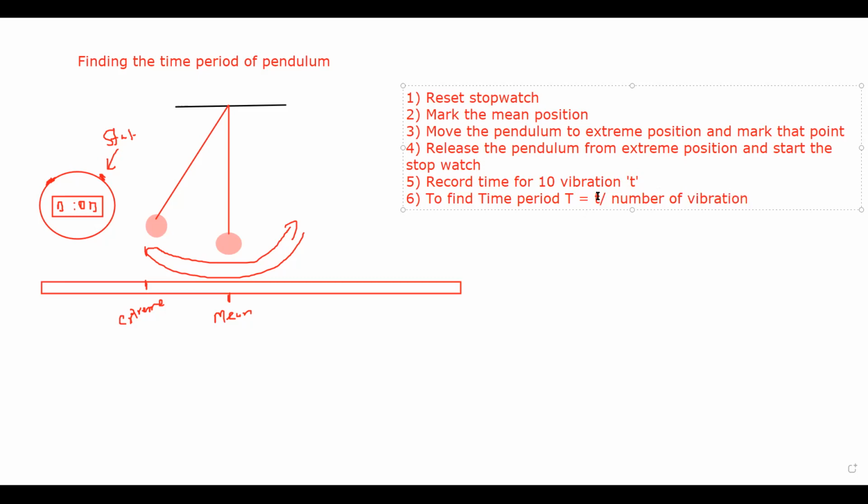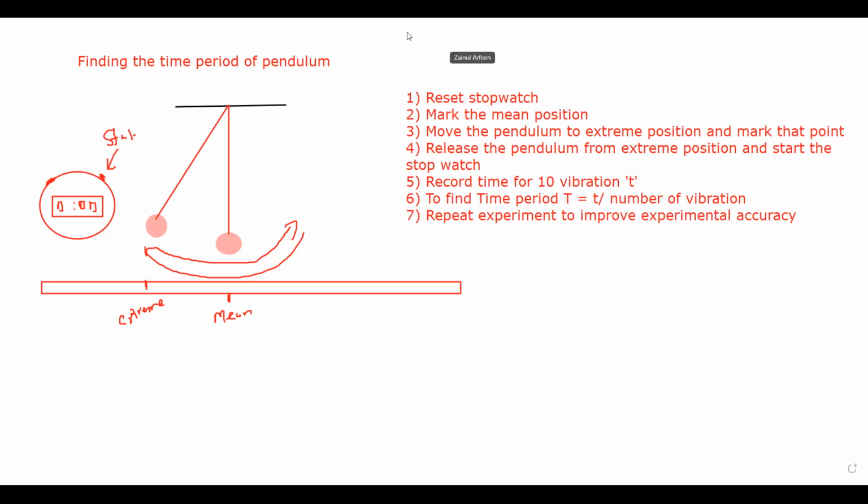For example, the time for vibrations, say it was 15 or 30, divided by the number of vibrations, we will get the time period. And then repeat the experiment to improve experimental accuracy. Is it clear, this experiment, how to find the time period of a simple pendulum?